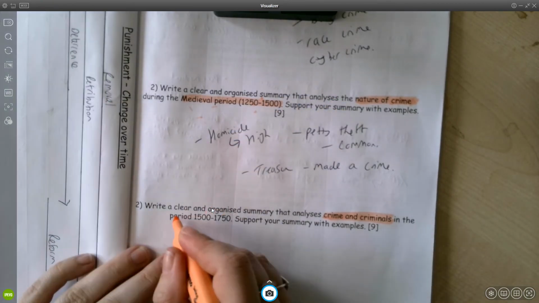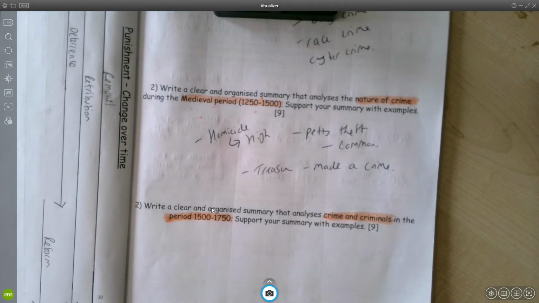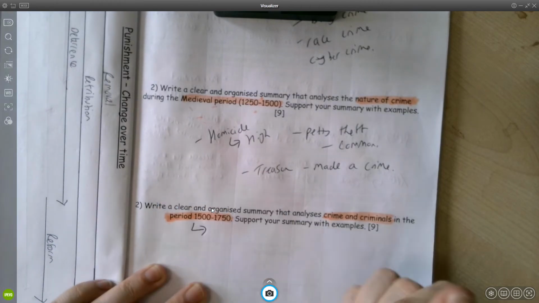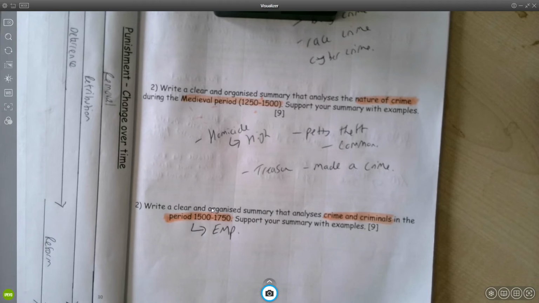And the period 1500 to 1750. Now, to make sure you don't get it wrong, make sure you go back up to check your time periods that you've written at the top of your exam, and that'll tell you that that's the early modern period.